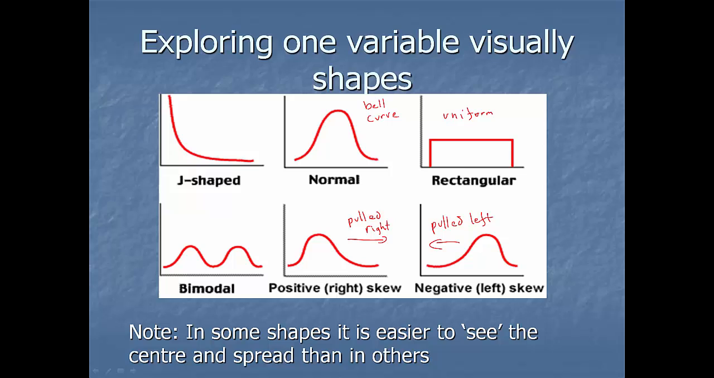So in some shapes it's easy to see the center, and then in others, not. So in the normal distribution, the center is right here. Here, it's harder to see. In the skewed distributions, it's hard to see. In J-shaped, it's very difficult. Bimodal, again, the center is pretty easy, but I don't know how meaningful it is. So there are a lot of issues once we get into the details. But for now, just get a sense of these different shapes and their names.